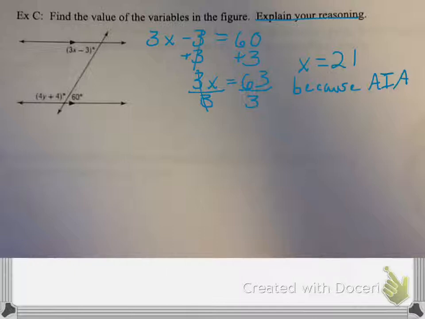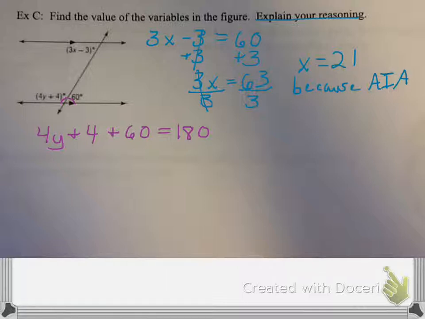Alright, so to solve for y, I'm going to pick a new color here. I've got my 60 here and my 4y plus 4. I could technically also use my new x that I found to help me solve for y, but it's not necessary in this problem. I'm going to use the 4y plus 4 and the 60, and you should notice that those two together form a linear pair. So that means they're going to add to equal 180. They're supplementary. So I would do 4y plus 4 plus 60 equals 180.